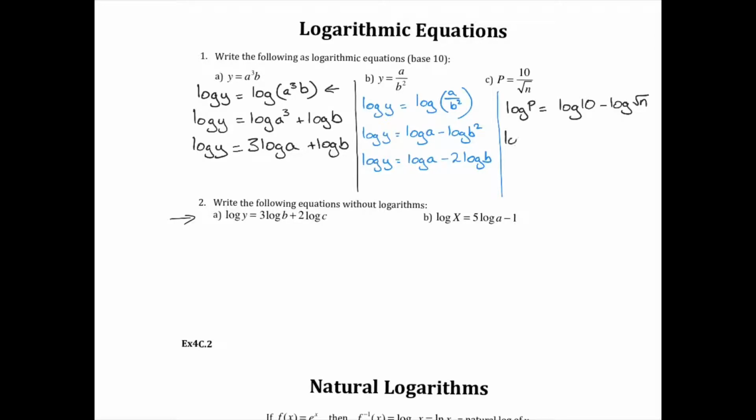So log p stays as it is. Log of 10 is just 1, and then minus, what's something we could do? Yes? It becomes log n to the power of a half. Yes. And then what can we do? Put the half out the front. Excellent, girls. You're doing really well.